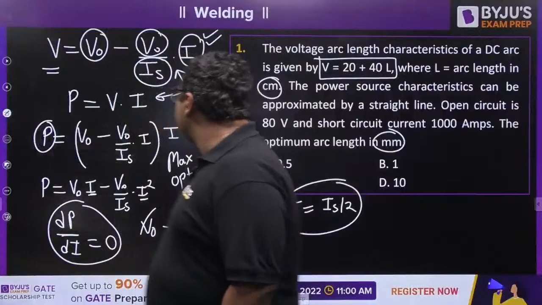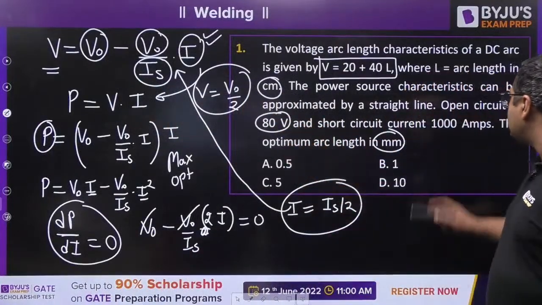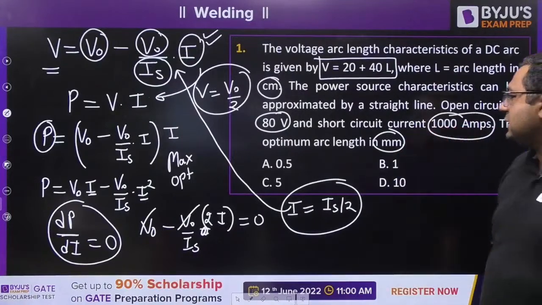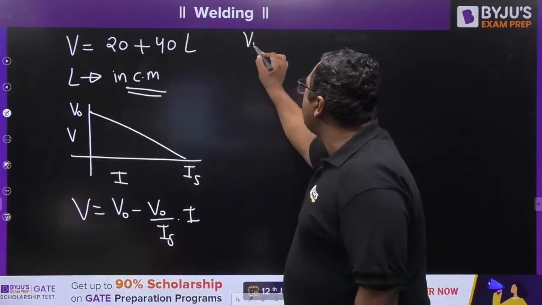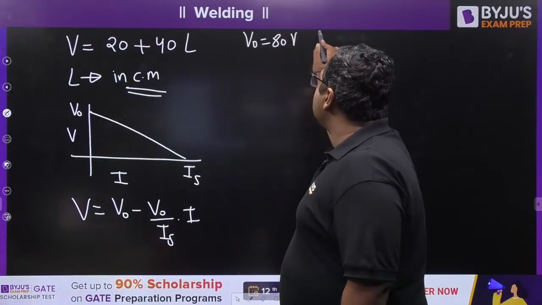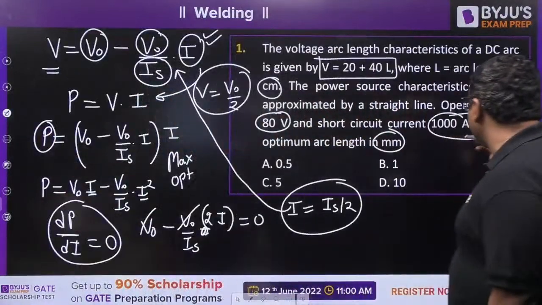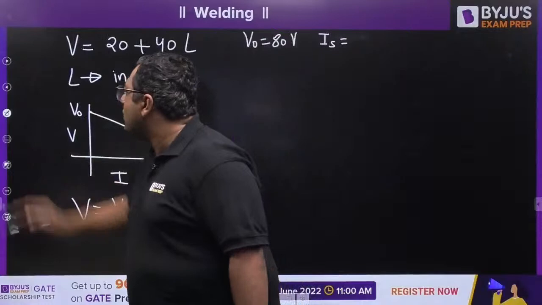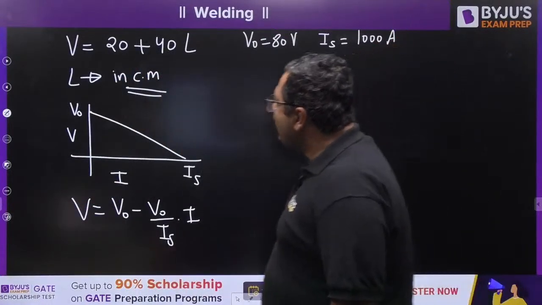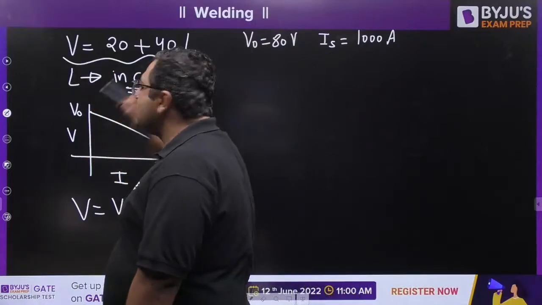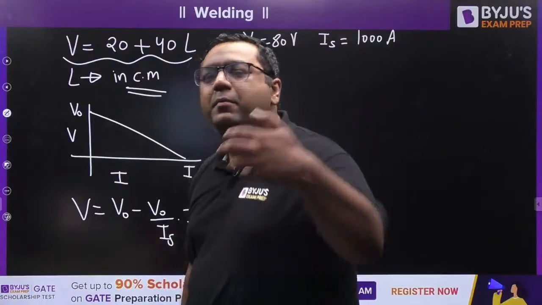So guys, if you see this, they are saying that open circuit voltage is 80 volt, short circuit current is 1000 amperes. Let me cross check again. They are giving us 1000 ampere. Very good. Okay guys, so what they are asking, V is given to us. You need to find out the arc length for optimum power, or optimum arc length.